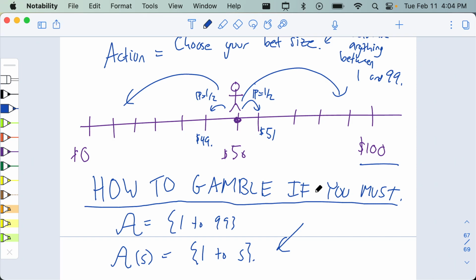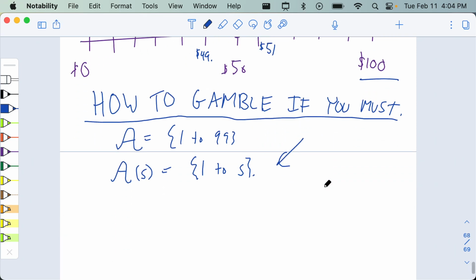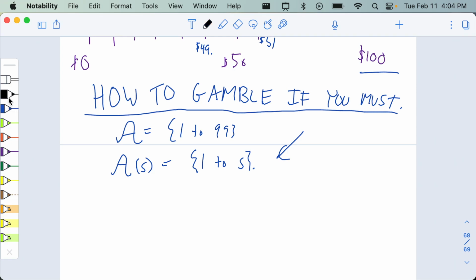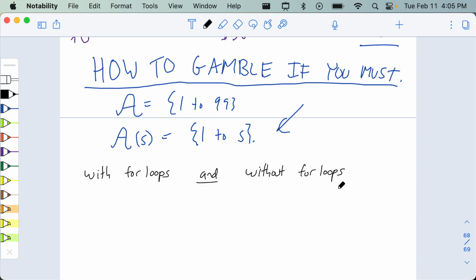Okay, so I solved this two different ways, and both of them are really the same thing. I solved it with for loops in the code and without for loops. That's what I'm going to show you quickly, without for loops. And in either case, we're always iterating the Bellman equation.